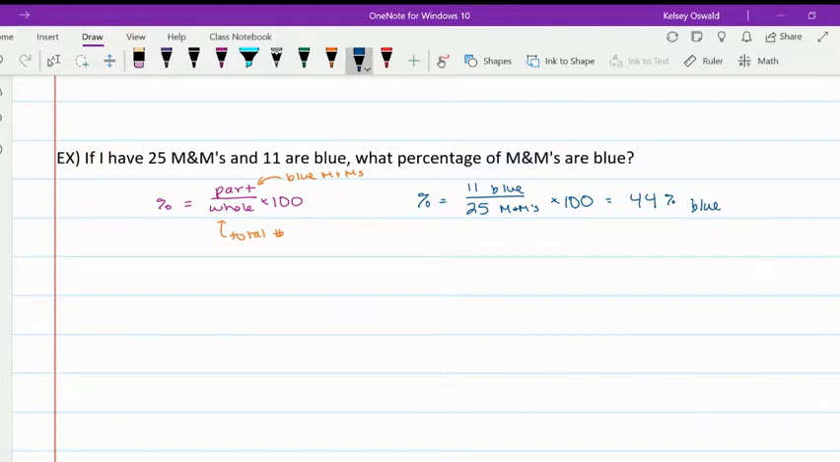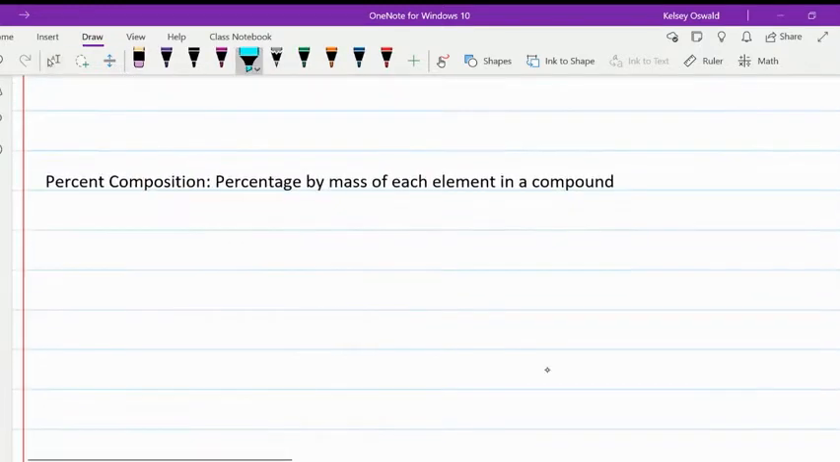Okay. We are going to apply the same concept looking at chemical formulas. Okay, and that's what our percent composition is going to be. When we talk about percent composition, we again are talking about the percentage by mass of each element in a compound. So we have a compound like, let's say, H2O. Out of the total mass of water, what mass comes from our hydrogen? And what mass comes from our oxygen? Okay, so remember, when we are looking at mass, we need to look at the periodic table.